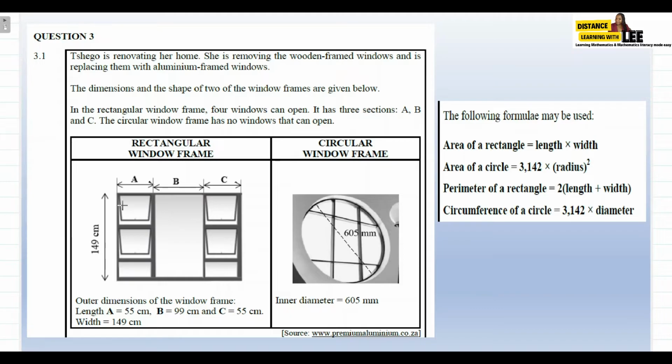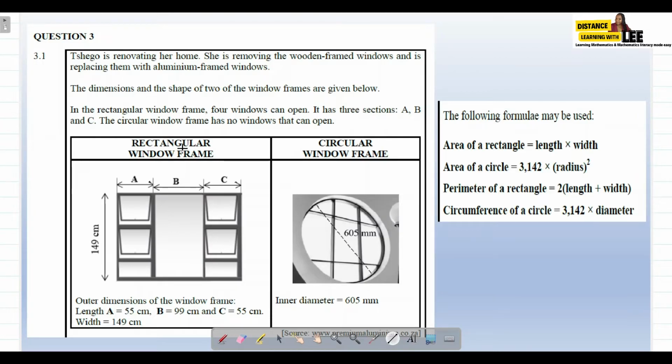Same thing with the perimeter. If you were to put just a string of wool around our rectangular window frame, right? String around, string around, string around, string around, okay? That would be the perimeter of our rectangle. So that is basically what perimeter means. It's just the length around the outline of our shape, okay? That is perimeter. Circumference is also the length around the outline of our circle.